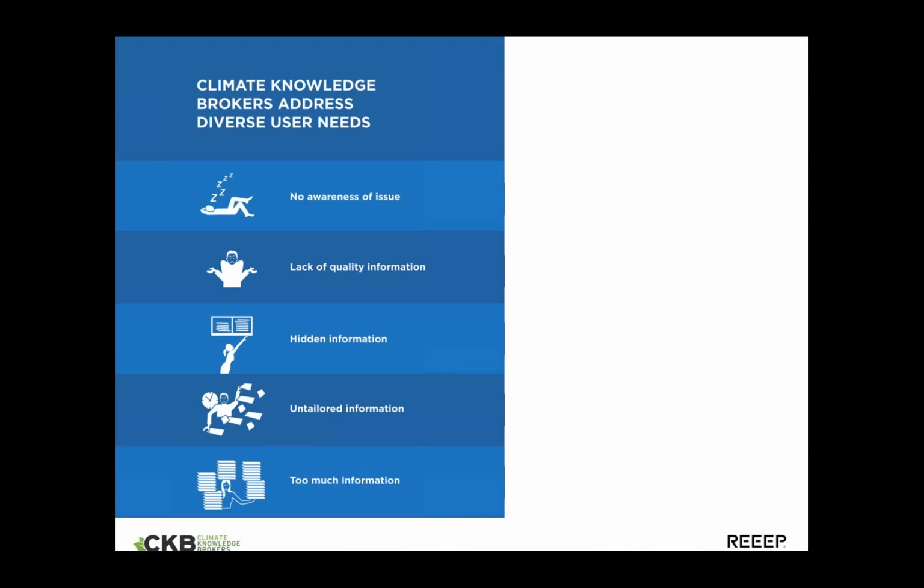We have identified 5 different groups of user types, and we didn't want to split them in the usual way, the policymaker, the investor, and so on, but we tried to categorize them a little bit differently this time, and we came to the conclusion that there are around 5 types of possible users of climate information, ranging from people who are just not aware of the issue of climate change, but they should become aware of it. So they're potential users of climate information. Then users who face a lack of quality information.